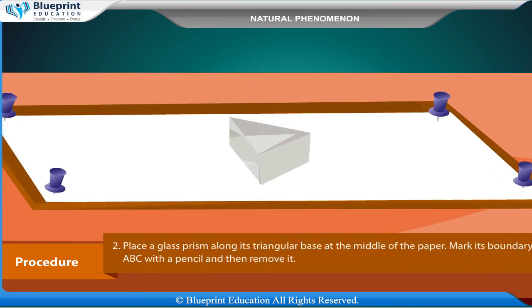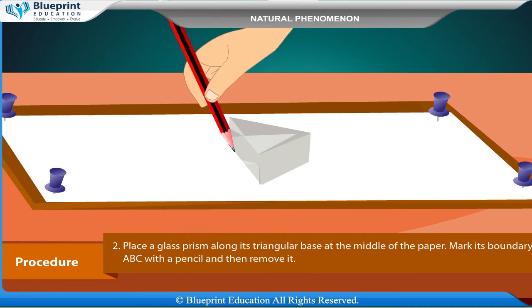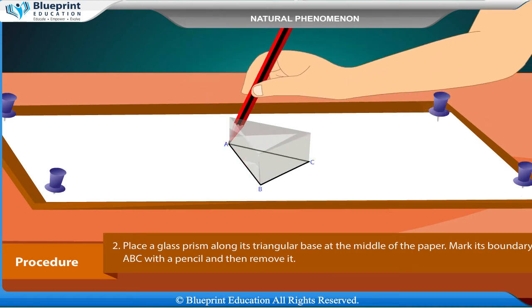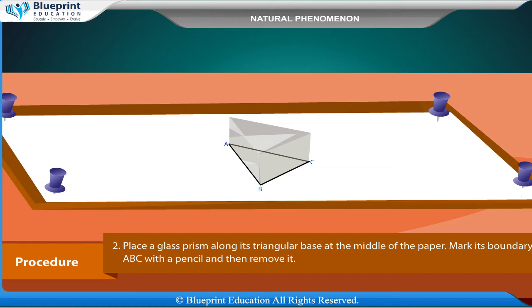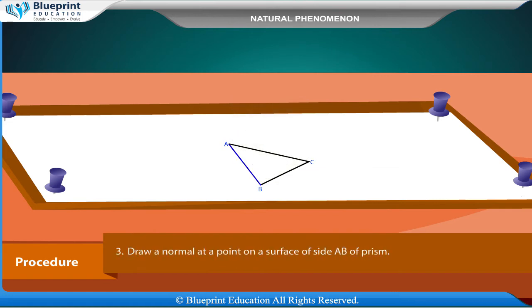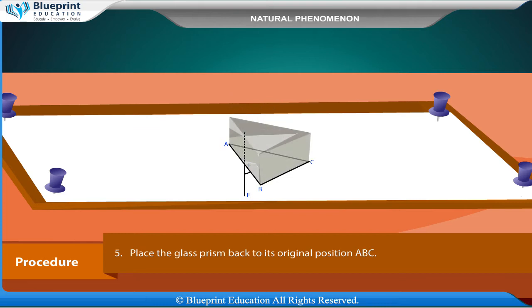Place a glass prism along its triangular base at the middle of the paper. Mark its boundary ABC with a pencil and then remove it. Draw a normal at a point on the surface of side AB of the prism. Draw an incident ray at an angle of 30 degrees to the normal and name it EF. Place the glass prism back to its original position ABC.